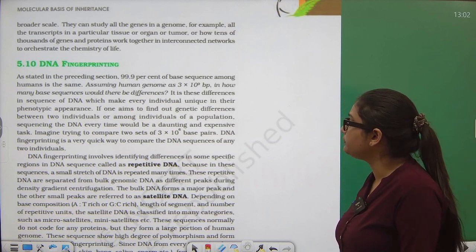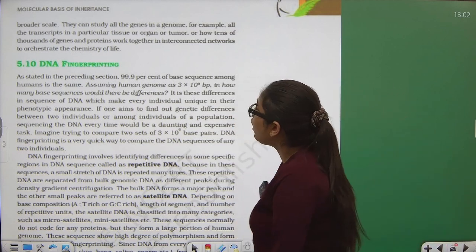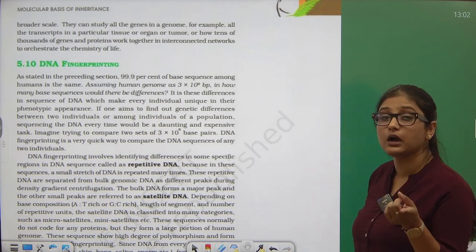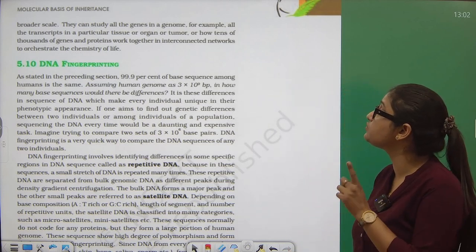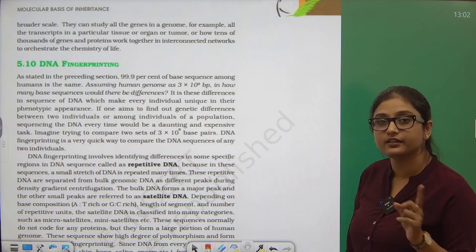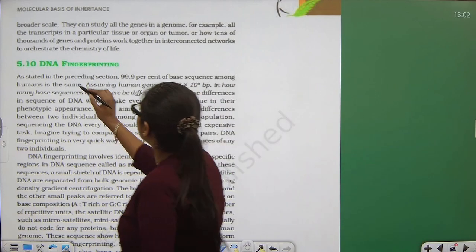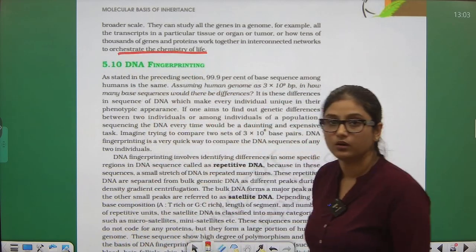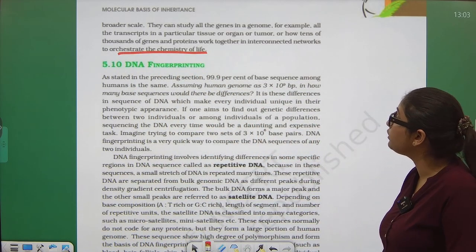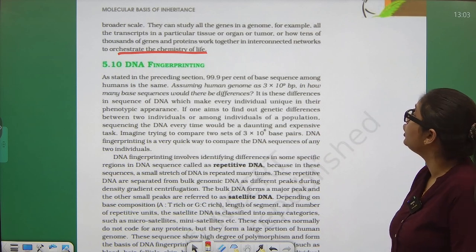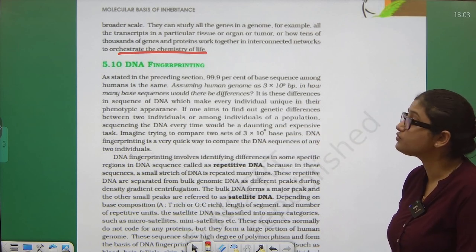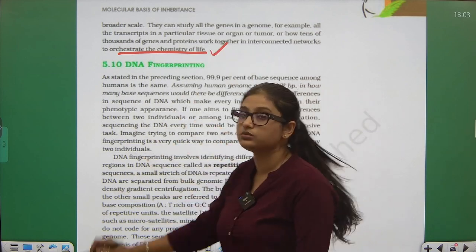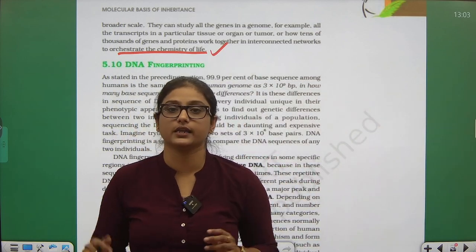For example, all the transcripts in a particular tissue or organ or a tumor, or how tens of thousands of genes and proteins work together in interconnected networks that define the chemistry of life. To know about a particular tissue or organ, or how thousands of genes and proteins work together, we need to find out how the chemistry of life is organized.